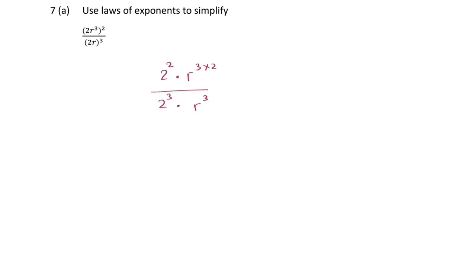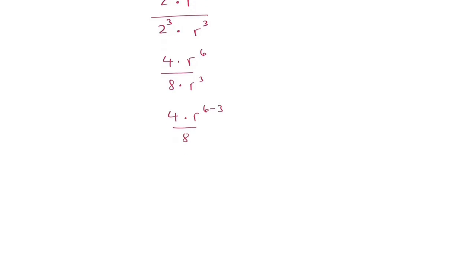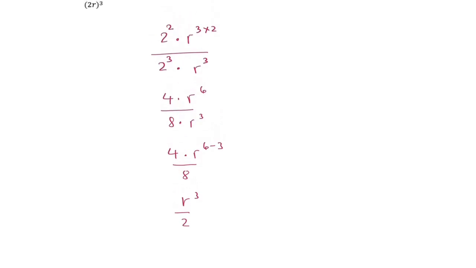Let us now simplify further our expression. We are having 4 times r power 6 over 8 times r power 3. Okay, so next we are going to apply the law of exponents for division to combine the variables. Then our expression is going to be 4 times r power 6 minus 3 over 8. Simplifying this further, our expression is going to be r power 3 over 2. And this is going to be our answer.